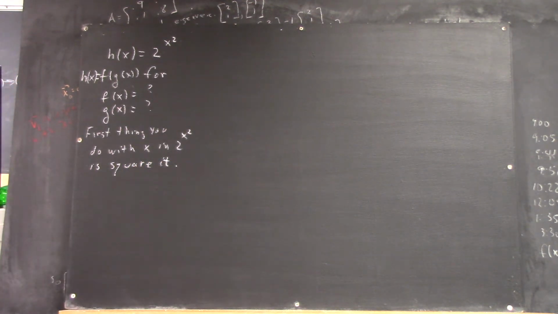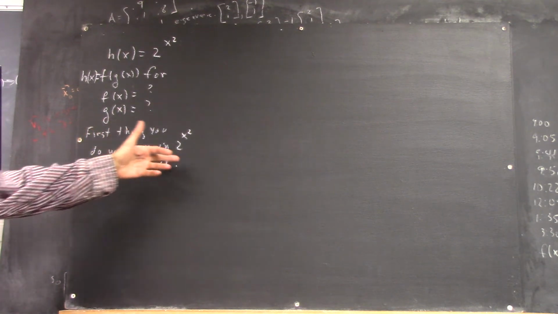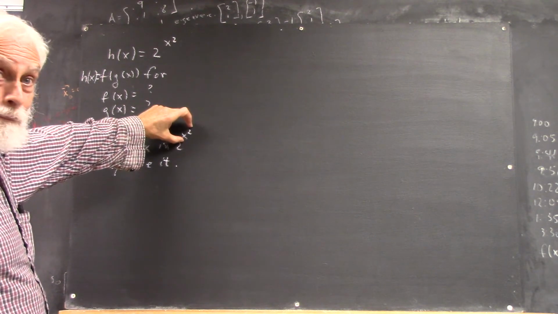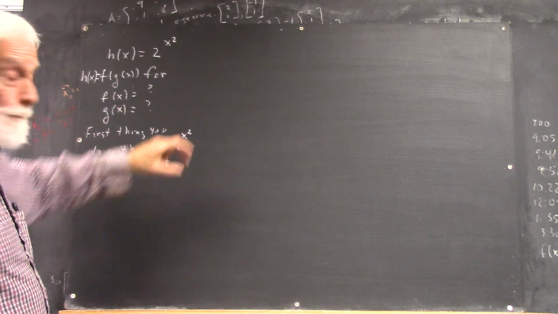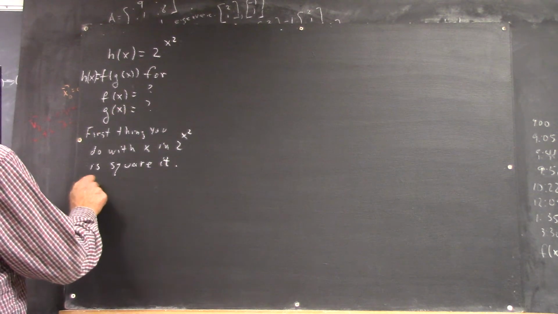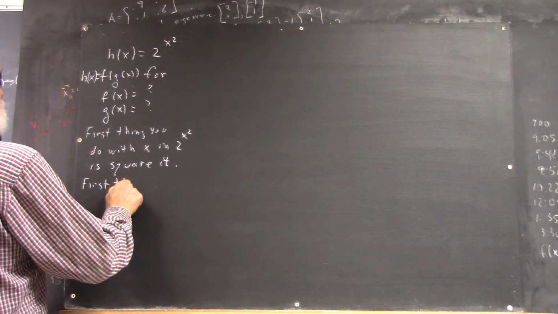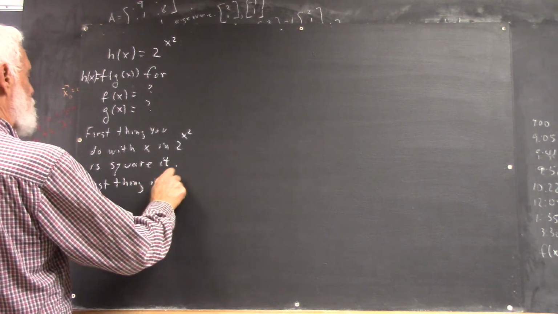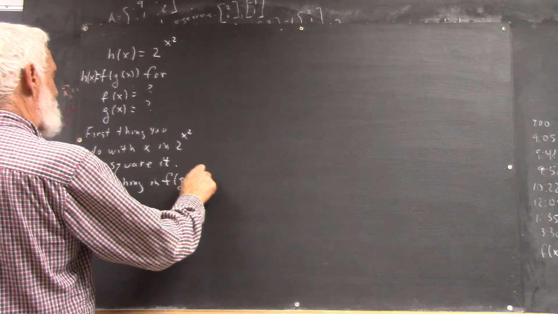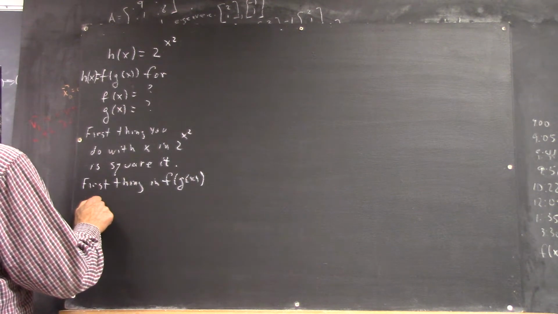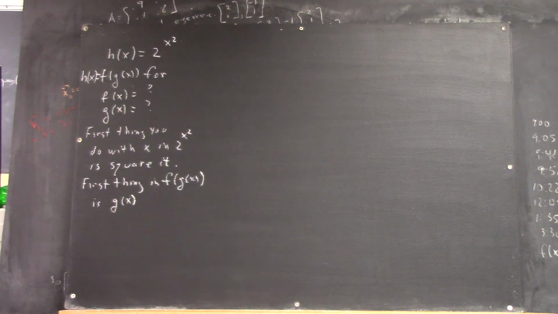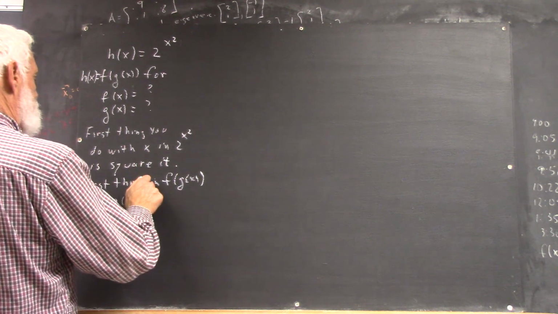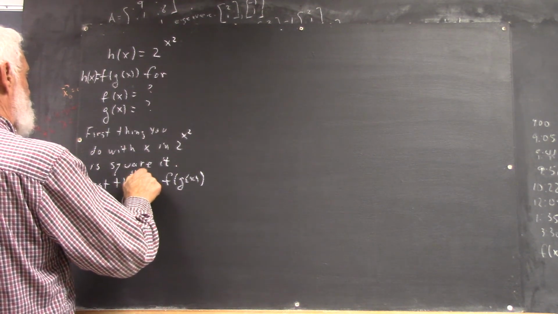Right? First thing you do when you've got a value of x here is you square it. It's the first thing that happens to x. You don't raise 2 to the x, you square x, right? The first thing in the expression f of g of x is g of x, right? I should say first thing that happens to x.